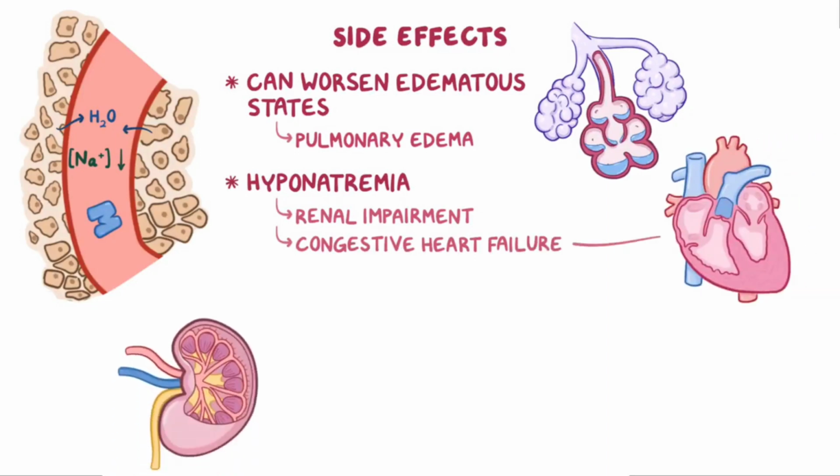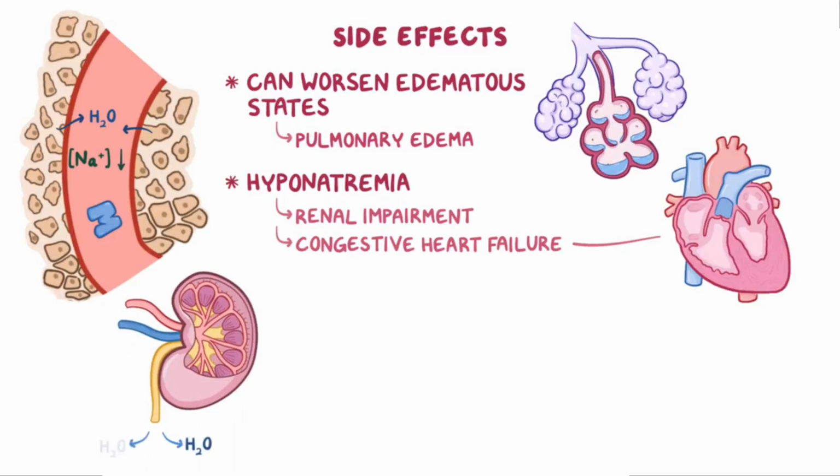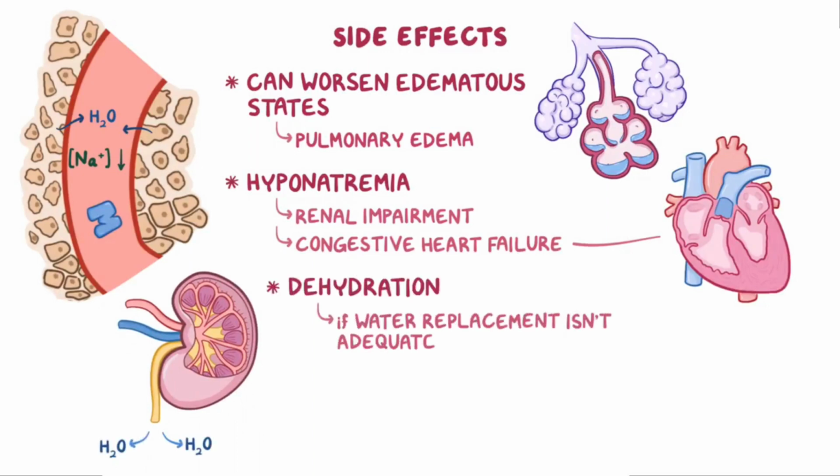Now, when mannitol makes it to the kidney, we start losing water rapidly, so there's a risk of dehydration if water replacement isn't adequate. Since more water is lost than other electrolytes, there's a high risk for developing hypernatremia and hyperkalemia.